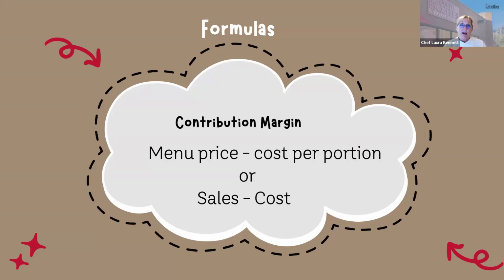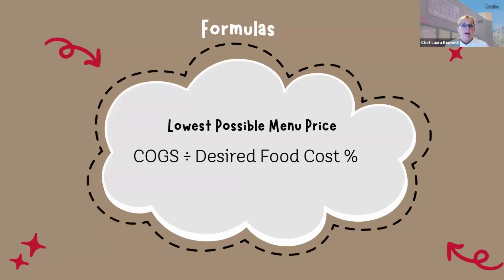All right. So you have your sales. What did it cost me to make that meal, that entree? I subtract it. What's left over is not profit. It goes into my contribution bank to help pay for all of my other costs. For your lowest possible menu price, your cost of goods sold or your food cost, divided by the desired food cost percentage will give you your menu price.